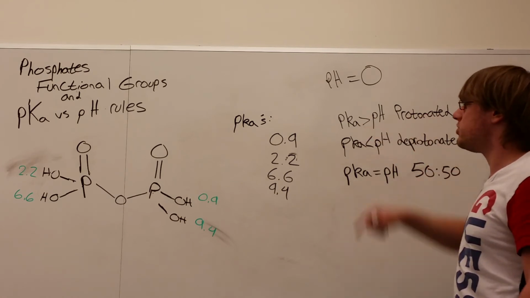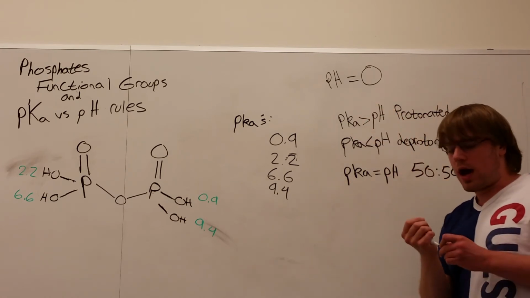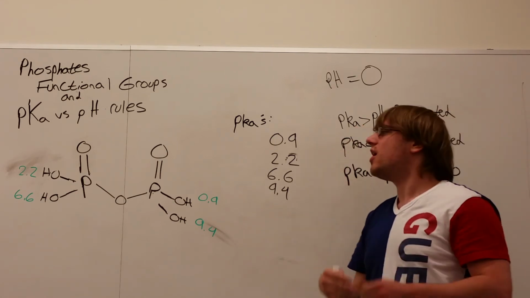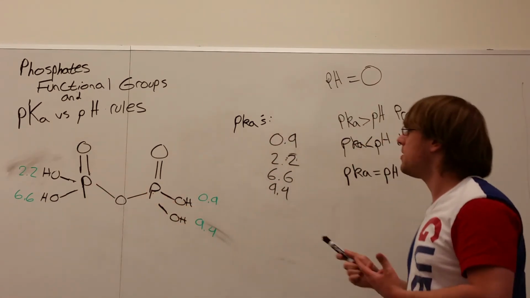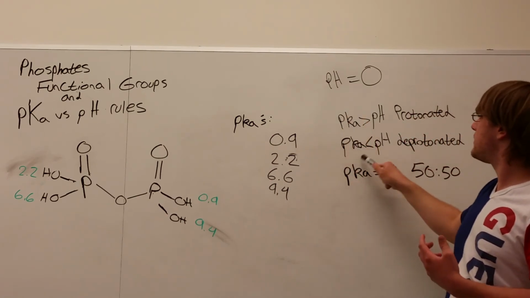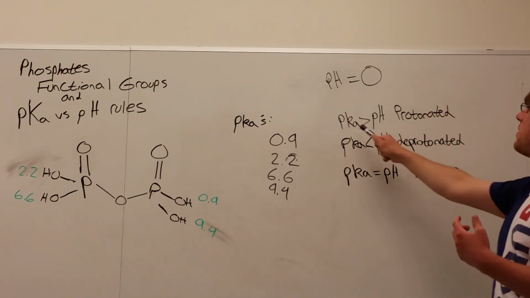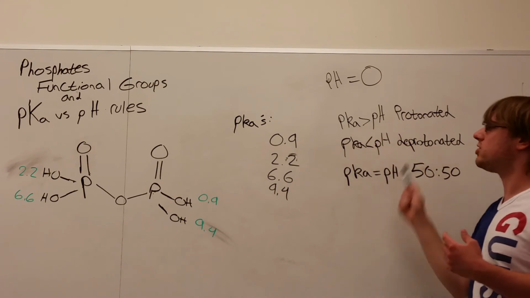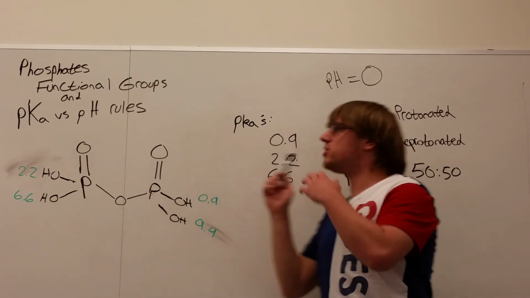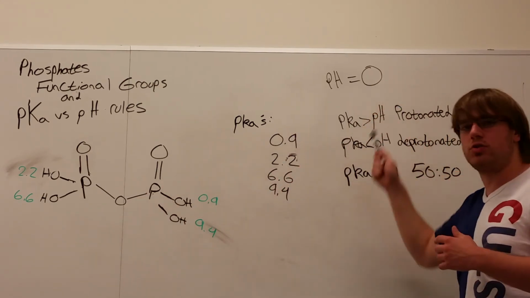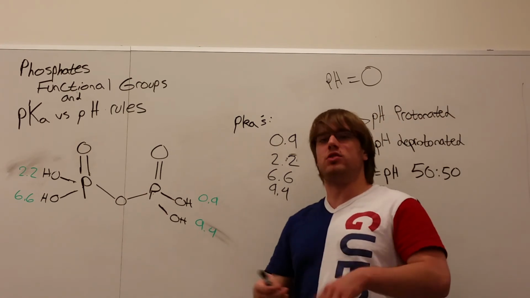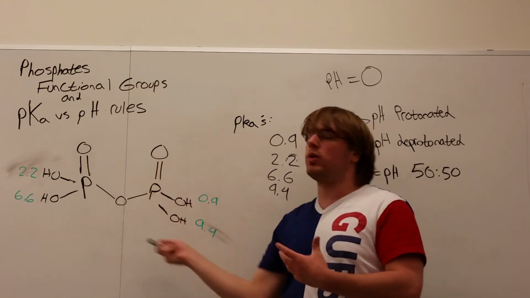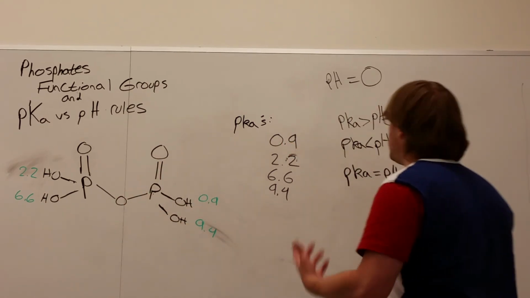So for now, let's just focus on these two rules. I'm starting at a pH of 0. I am at a pH that is more acidic than any singular OH's pKa in this molecule. So what does that mean? When my pKa is greater than my pH, so every single one of these pKa's is greater than the pH of the solution, I'm going to be in my protonated form. And the protonated form of OH is just OH. So this is what the molecule would look like in a pH of 0.